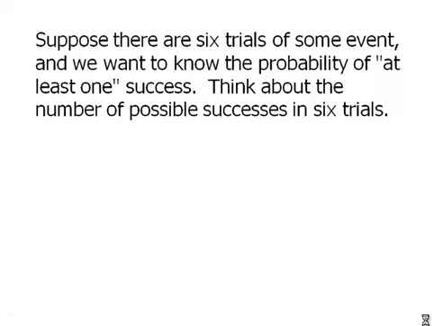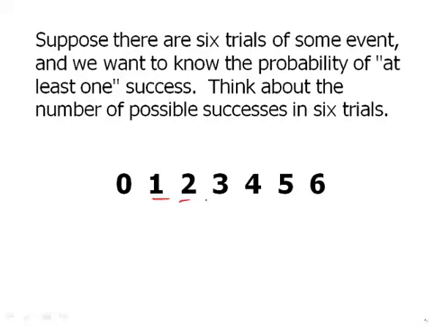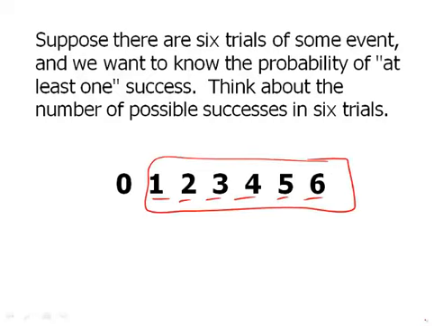Let's think this through. Suppose there are 6 trials of something. We're rolling 6 dice, we're flipping 6 coins, something like that, and we want to know the probability of at least one success. Think about the number of successes. Suppose I'm flipping 6 coins. How many heads could I get if I flip 6 coins? Well, theoretically, I could get anything from 0 heads, if it were all tails, up to 6 heads, all heads. Now, of course, these are not all equally likely, but all of them are possible. So what would be the set at least 1? So at least 1 would be 1 or more. All of these are at least 1. We could say this box here, that's the set at least 1.